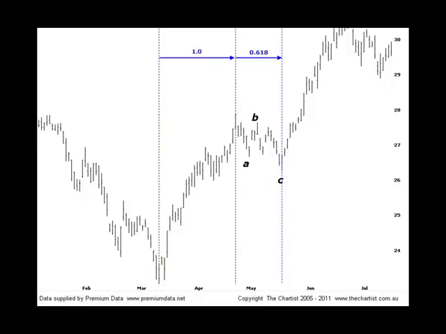Here's another one. We've got a move up, ABC, correction, and to the day, 61.8% in terms of time. Now, it'd be quite interesting to see how that transformed in terms of price. It's a pretty shallow kind of correction. It looks like a 38.2%, but it would be quite interesting to see what the actual price retracements were on this, because the time projections are exactly spot on, and off we go again to the upside.